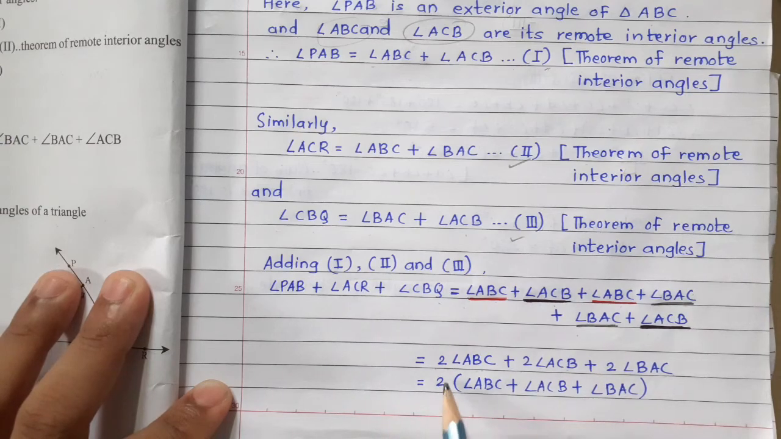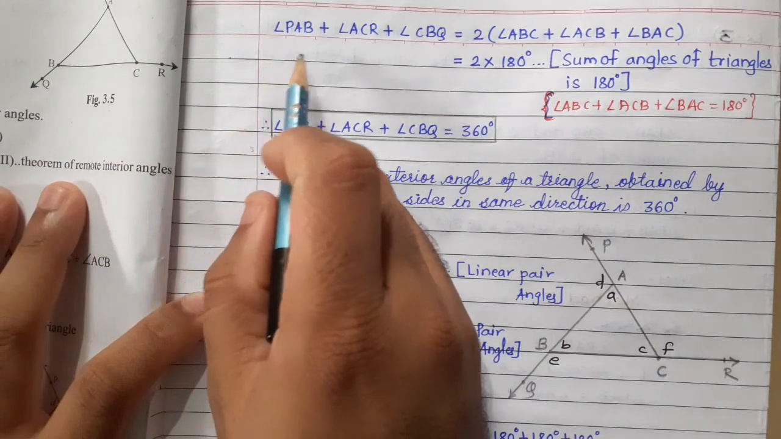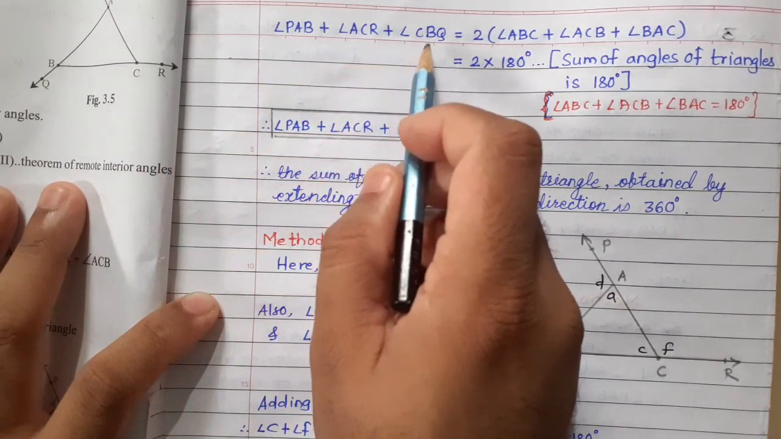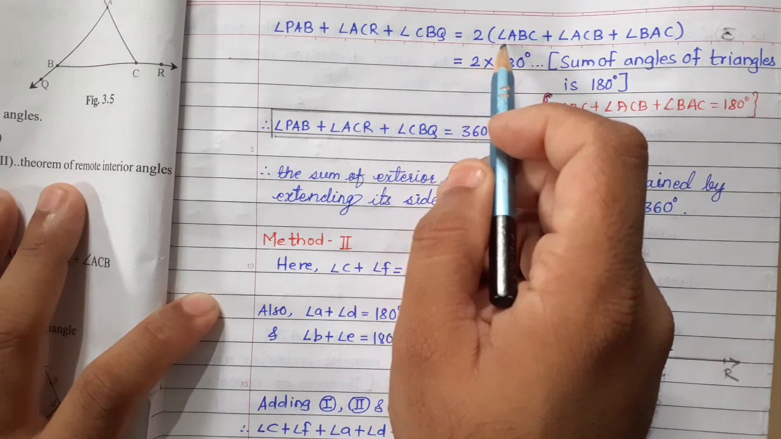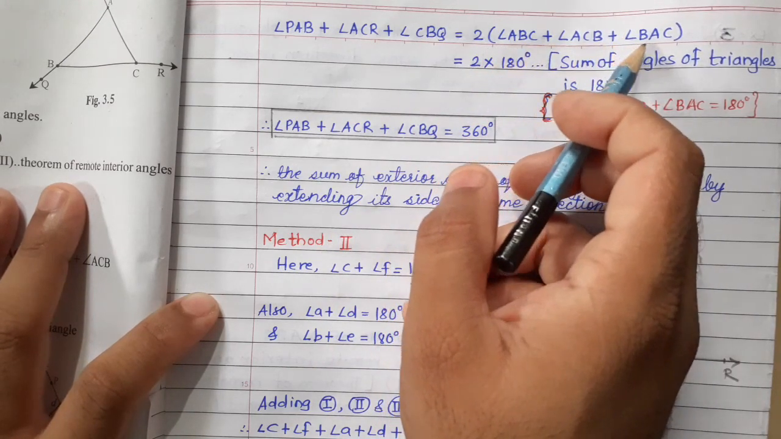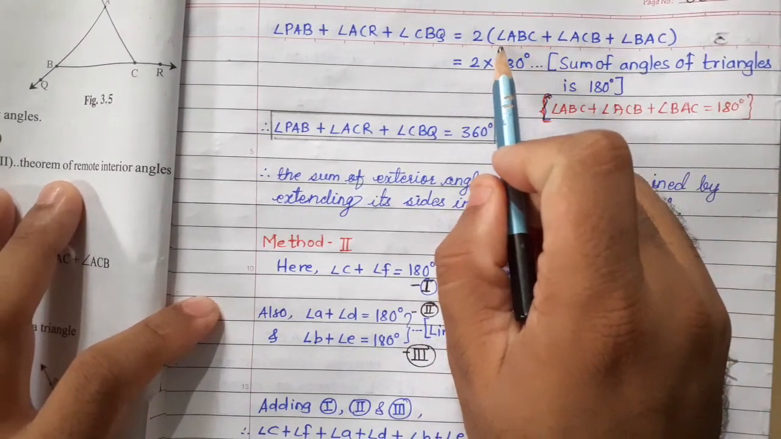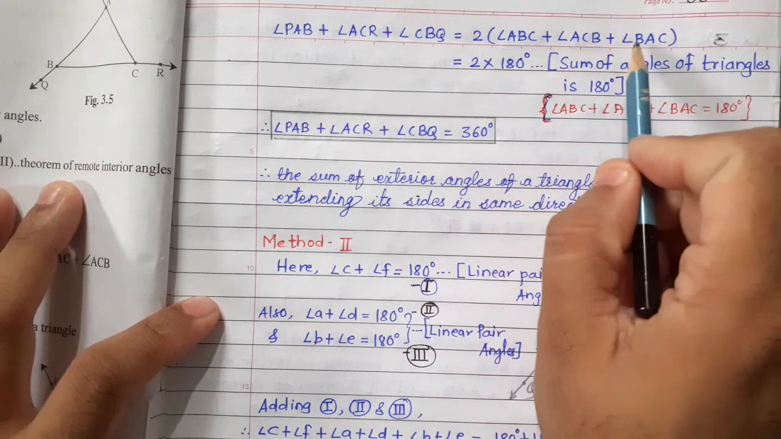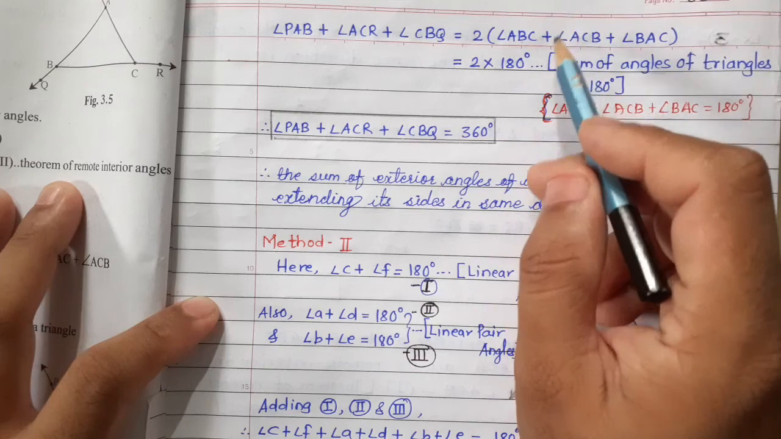Now take 2 as common. So we have 2 multiplied by the bracket angle ABC plus angle ACB plus angle BAC. Now we have angle PAB plus angle ACR plus angle CBQ is equal to 2 multiplied by the bracket angle ABC plus angle ACB plus angle BAC. And angle ABC plus angle ACB plus angle BAC, these 3 angles are the interior angles of a triangle.